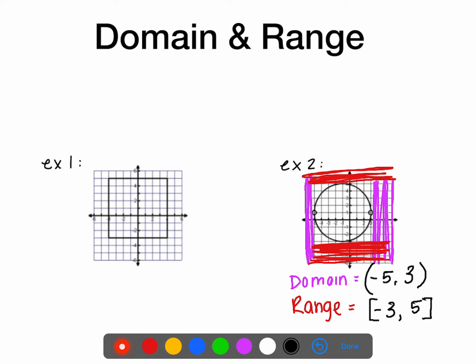It's kind of a strange concept, and it's a little bit weird to get used to, but I think the actual shading of the graph helps you see what we're including and what we're not including. Because we're just saying domain is every x value that exists on the graph, range is every y value that exists on the graph.